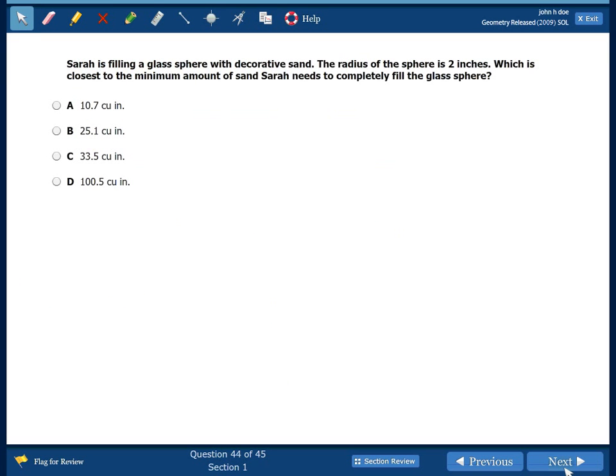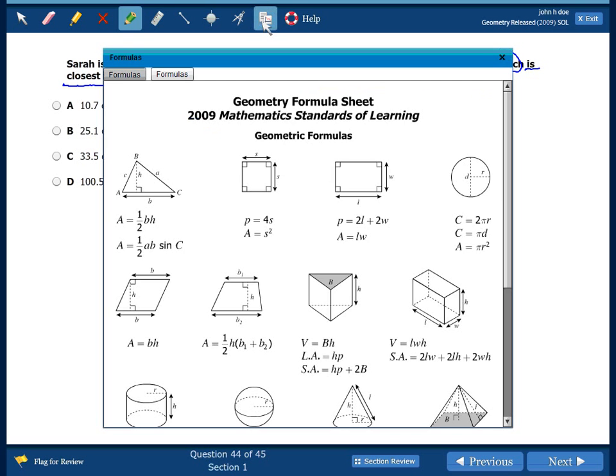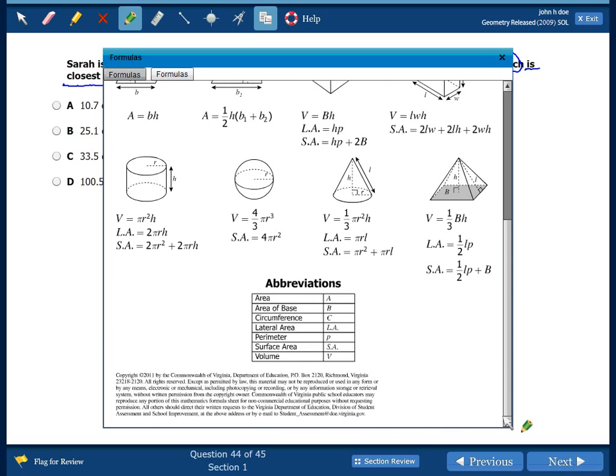So for question 44, our keyword is which is closest to the minimum amount of sand that Sarah needs to completely fill the glass sphere. Whenever you see the words fill the glass sphere, that should tell you that you're going to find volume. What's our shape? A glass sphere is a sphere. So on our formula sheet, we're going to find the volume of a sphere. That's 4/3 pi r cubed.